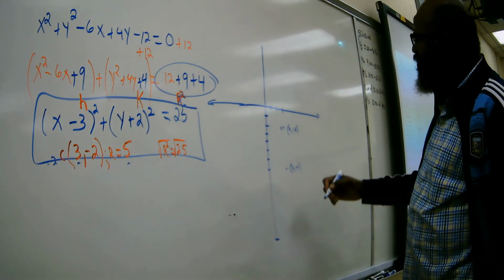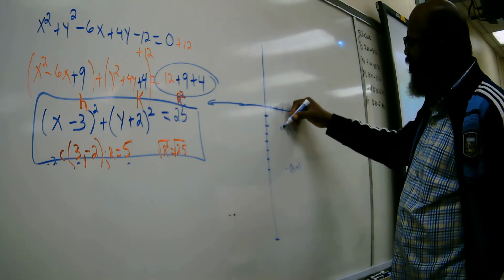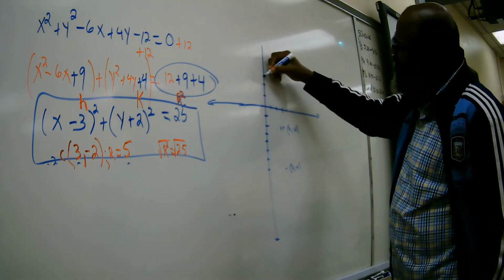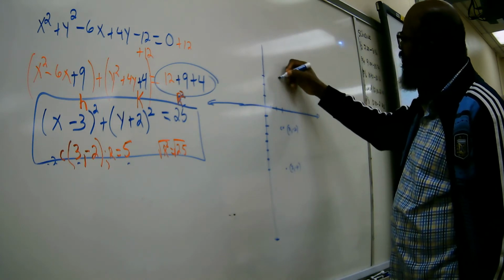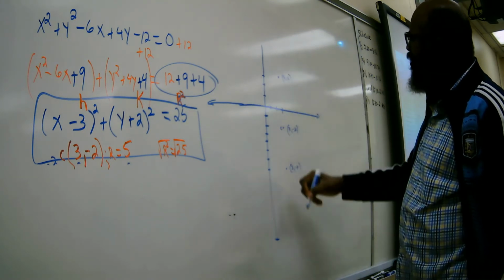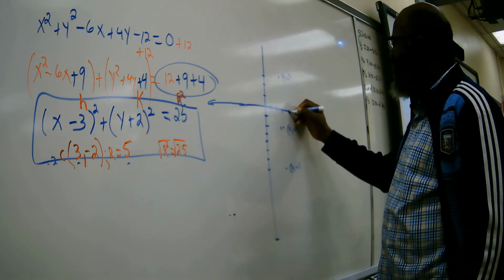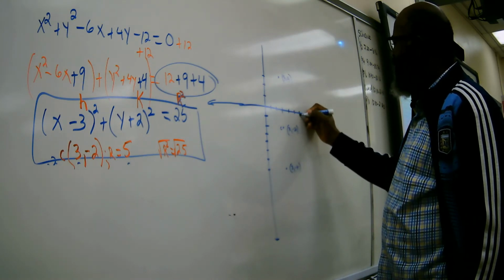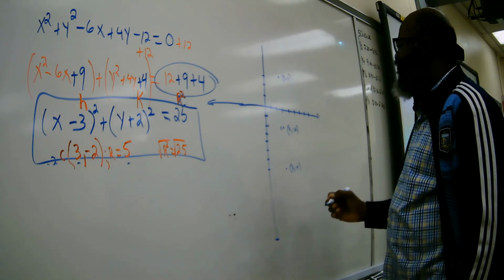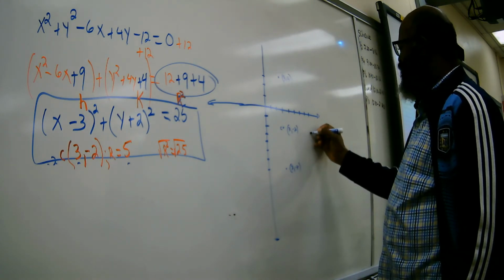Alright, so here I'm at 3, negative 2. So I want to go 5 units up. I will be at 3, 3. So that will be this. And if I connect those two all the way, that will be my diameter. And I want to go 5 units to the right. I will be at 8 on the x-axis. That will be 8 and negative 2. That will be somewhere down there.